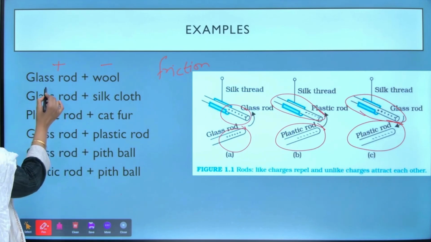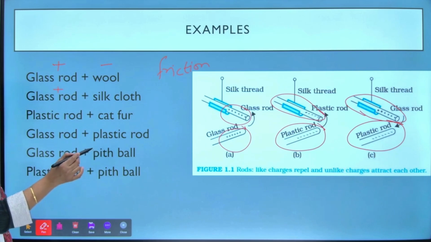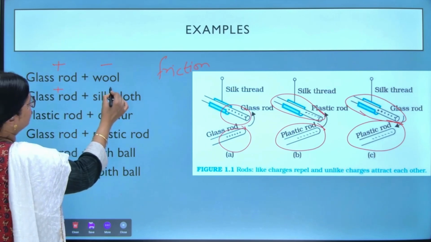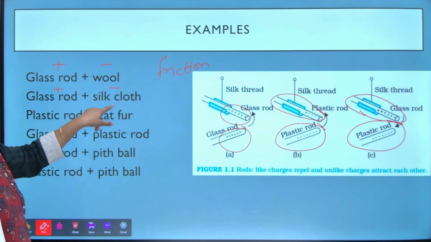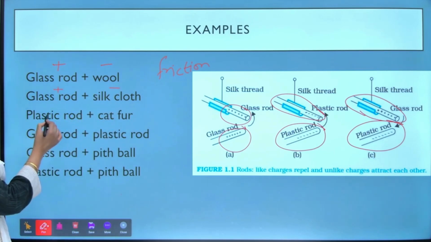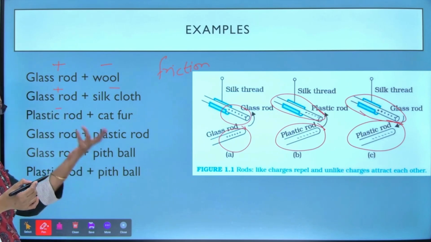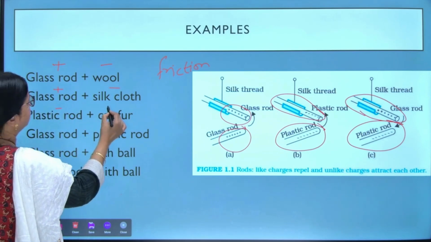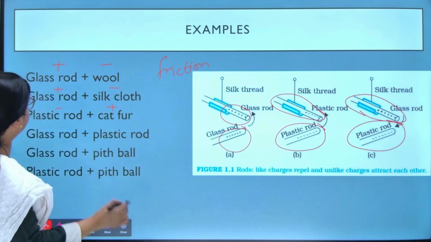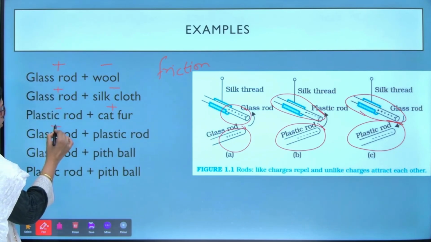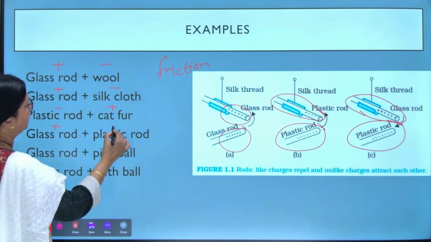Similarly, a glass rod rubbed with silk gets a positive charge, and the silk cloth gains the electrons, so it gets a negative charge. A plastic rod gets a negative charge because it takes the electrons from the cat's fur, and the fur is positively charged, as you can see there. Again, the glass rod here is positively charged, and the plastic rod will have negative charge.